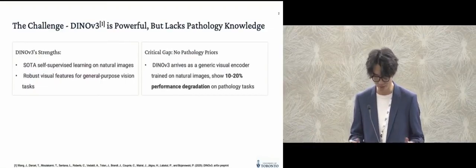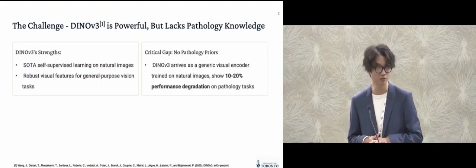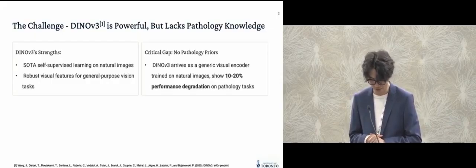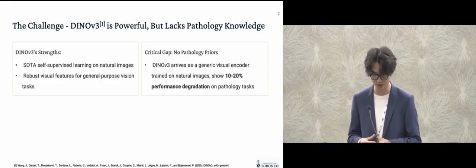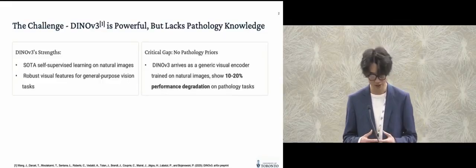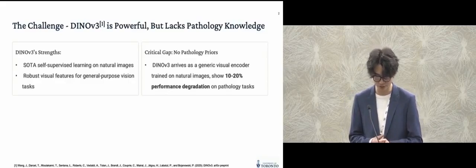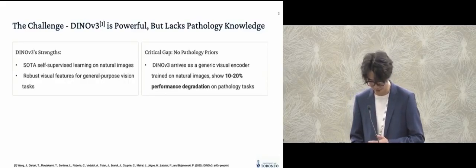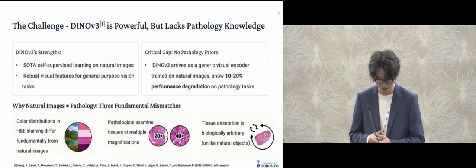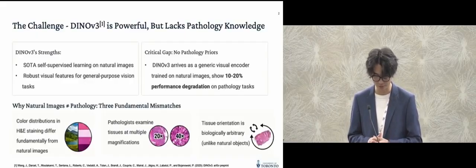We started with a clear problem: general vision models are powerful, but they don't speak pathology. As we all know, DynaV3 is currently one of the state-of-the-art for natural images, but when you apply it directly to pathology tasks, you'll find there's 10 to 20% performance degradation. This is specifically because there are some fundamental mismatches between natural images and pathology.